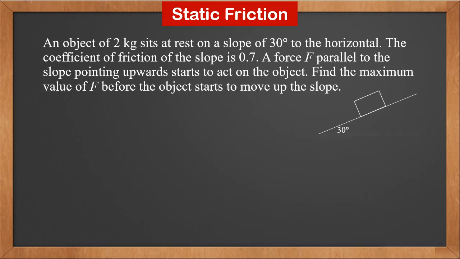An object of 2 kg sits at rest on a slope of 30 degrees to the horizontal. The coefficient of friction of the slope is 0.7. A force F, parallel to the slope, pointing upwards, starts to act on the object. Find the maximum value of F before the object starts to move up the slope.